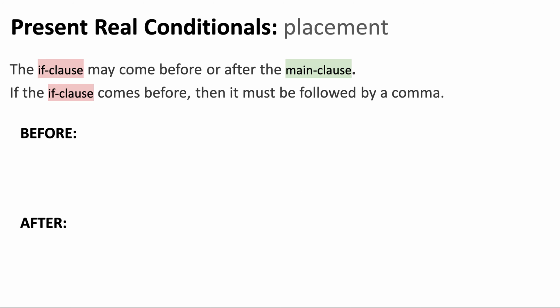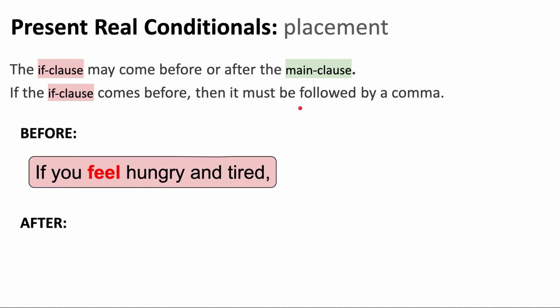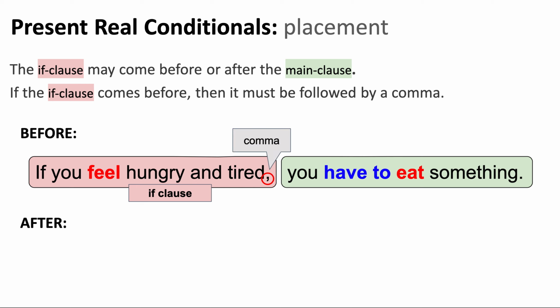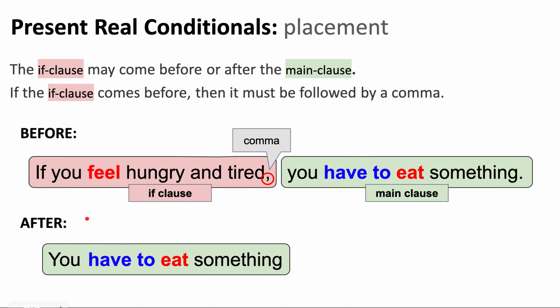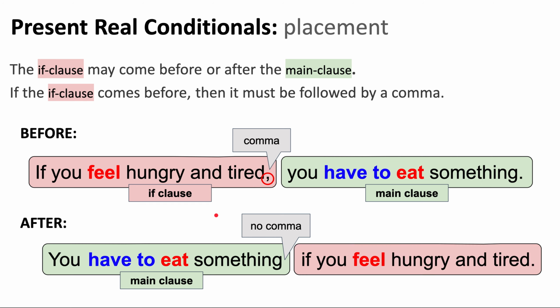Now let's talk about placement and commas. The if clause may come before or after the main clause, but if the if clause comes before, then it must be followed by a comma. For example, before: if you feel hungry and tired, if clause, comma, you have to eat something, main clause. Now let's look at after. You have to eat something, main clause, no comma, if you feel hungry and tired, if clause.